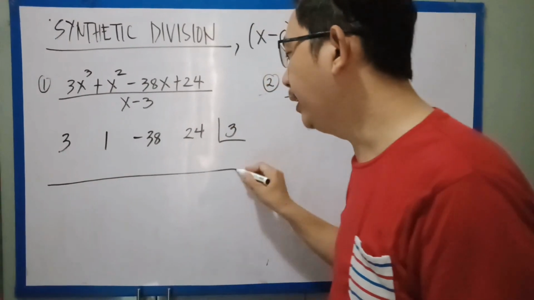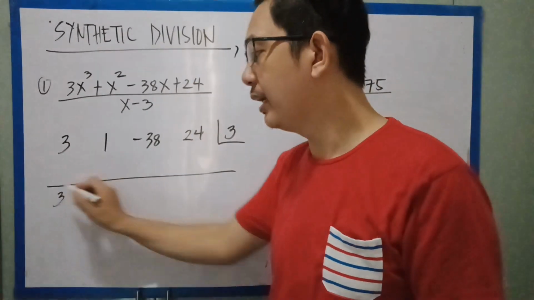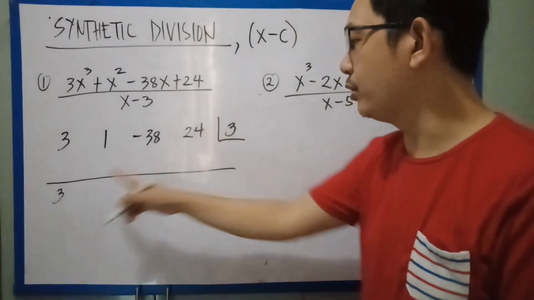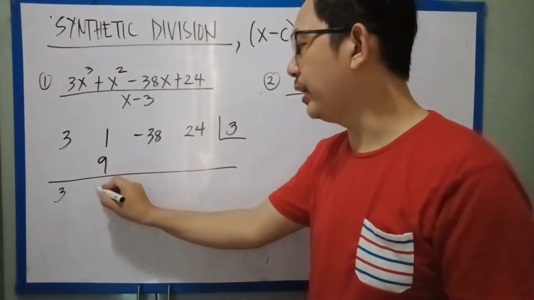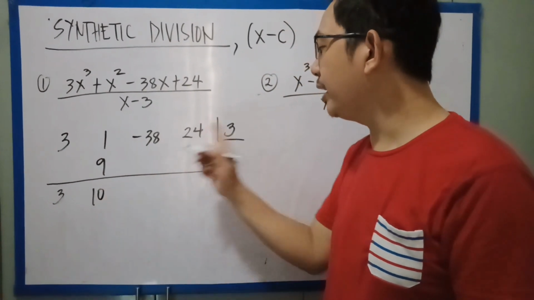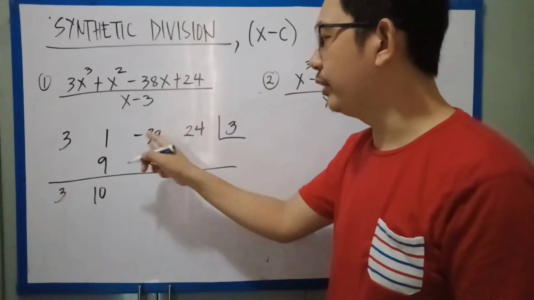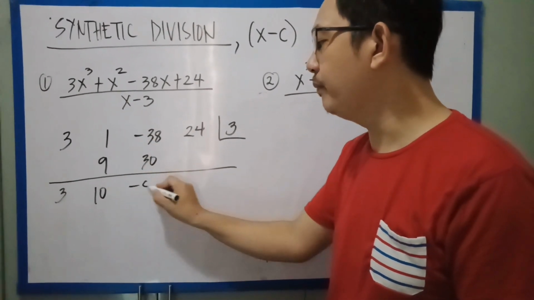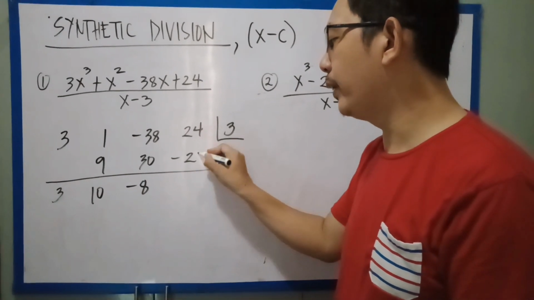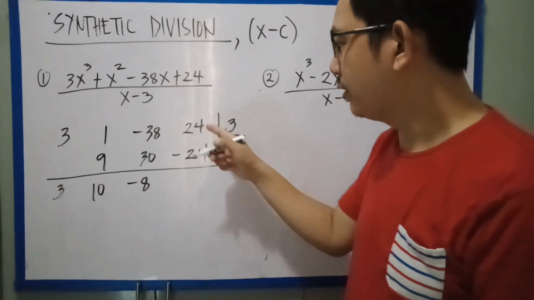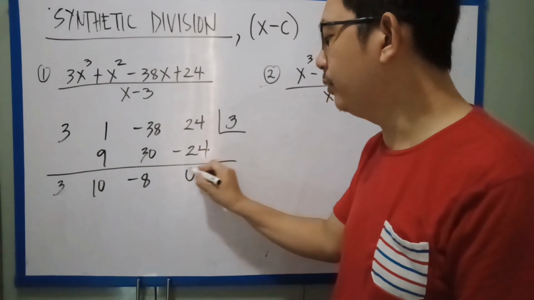Okay, then bring down the first term 3. Then multiply it to the divisor. 3 times 3 is 9. Then 9 plus 1 is 10. And 10 times 3 is 30. So negative 38 plus 30 is negative 8. Then negative 8 times 3 is negative 24. Okay, so negative 24 minus 24 is equal to 0.